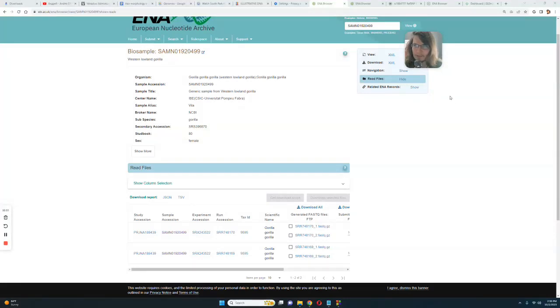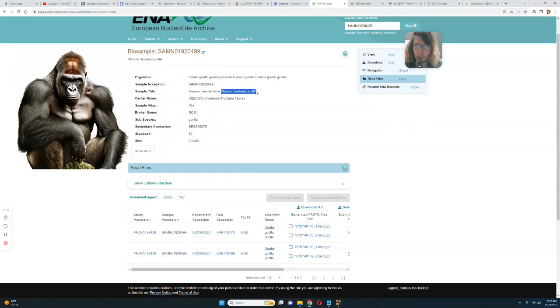Hello guys, in this video we'll be taking a look at the autosomal DNA predicted phenotype traits and GEDmatch results of a Western lowland gorilla, but I'm also going to introduce to you some tools that I've made for DNA analysis. This gorilla is a female and it's from Universitat Pompeu Fabra.